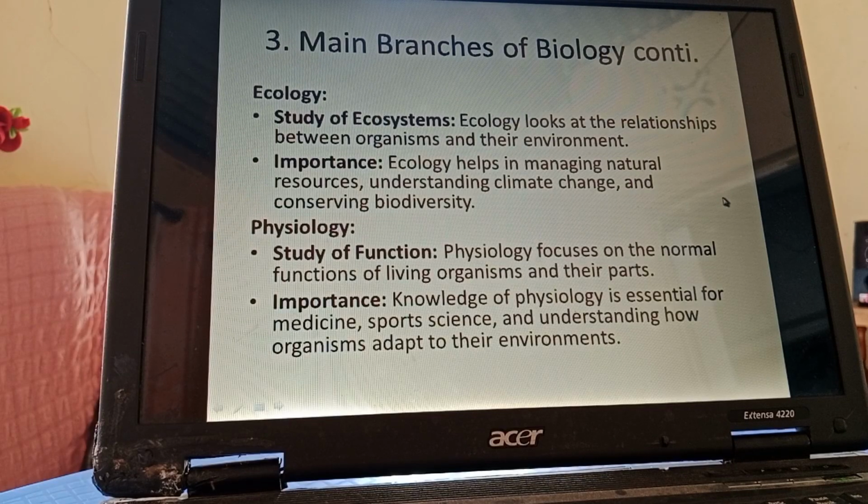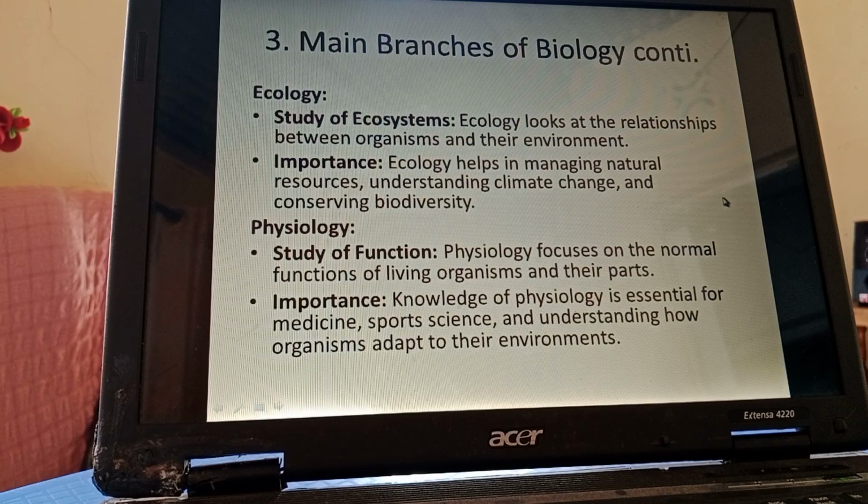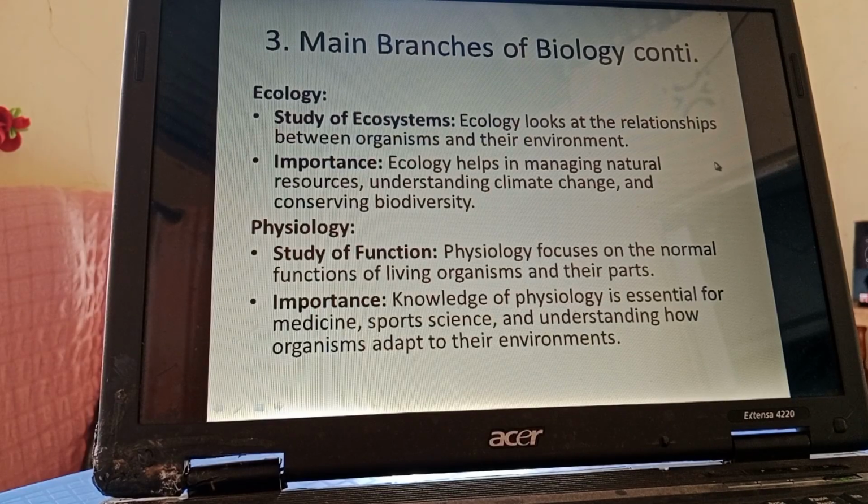Next branch of importance is physiology, which is the study of function. So physiology focuses on the normal functions of living organisms and their parts. And the importance of it is that knowledge of physiology is essential for medicine, sports science, and understanding how organisms adapt to their environments.